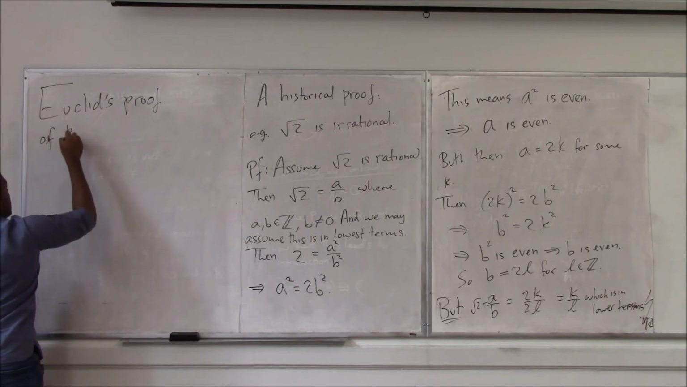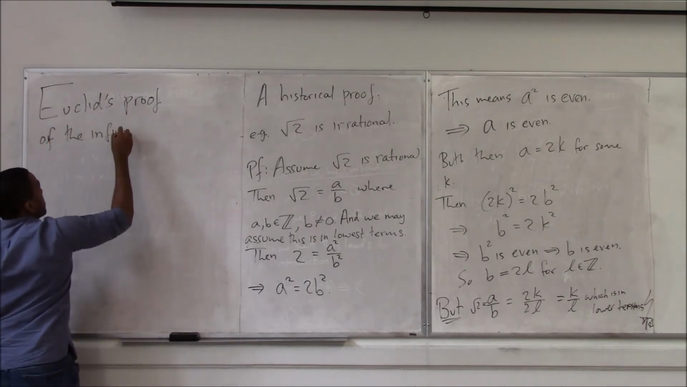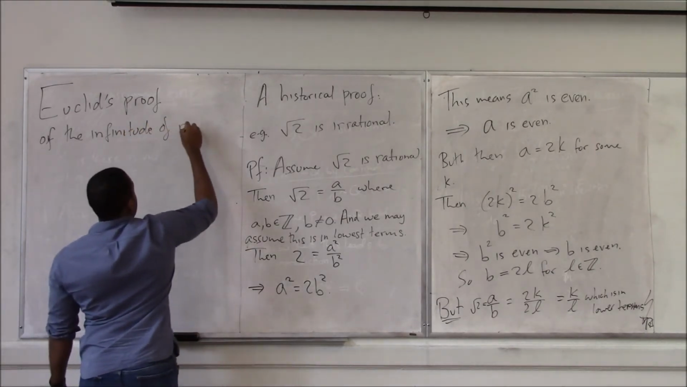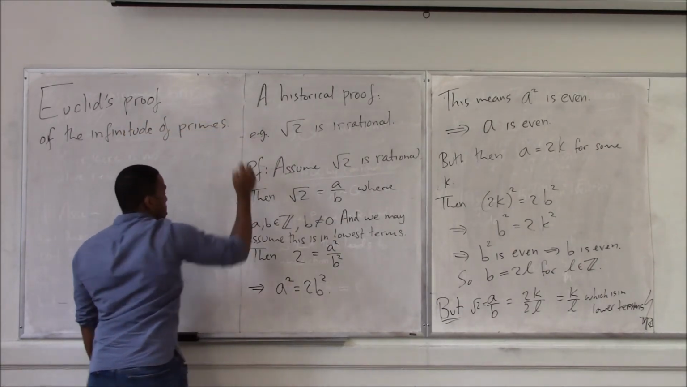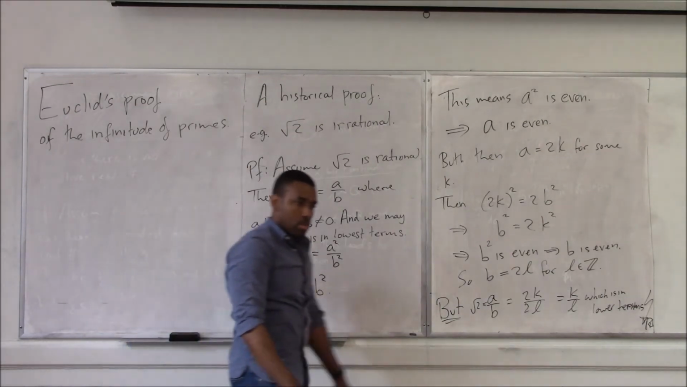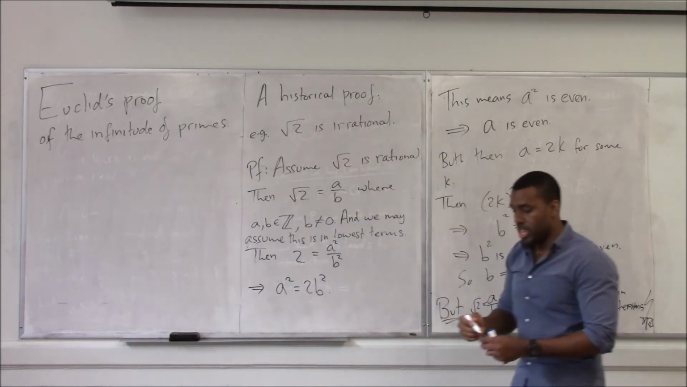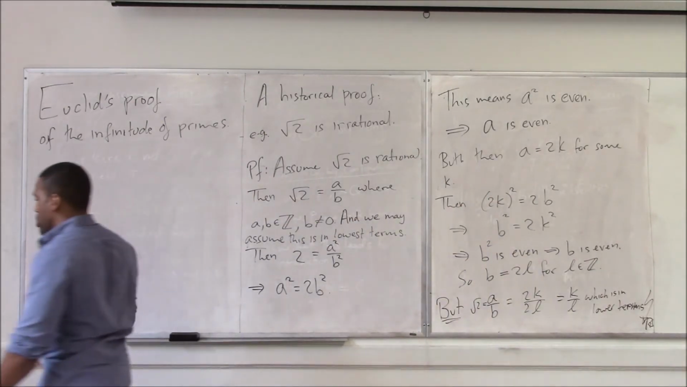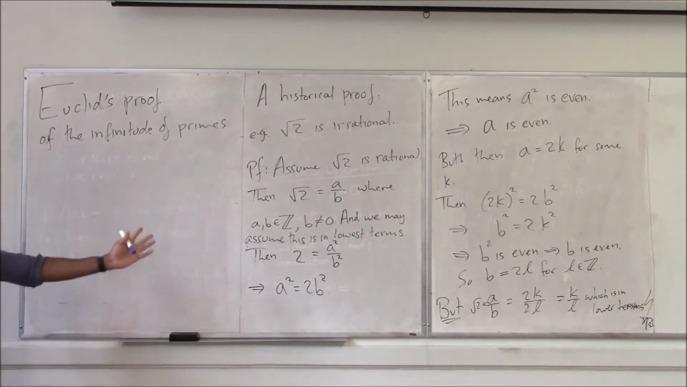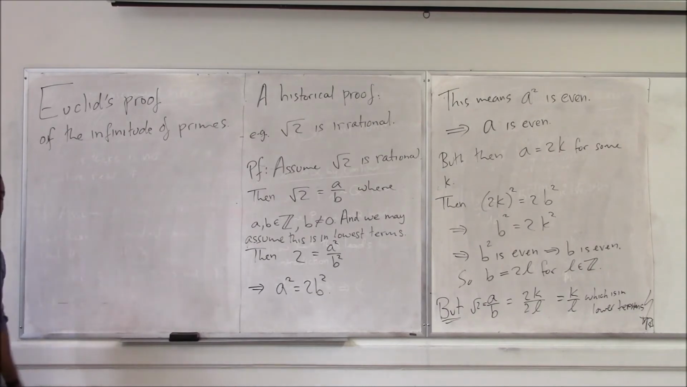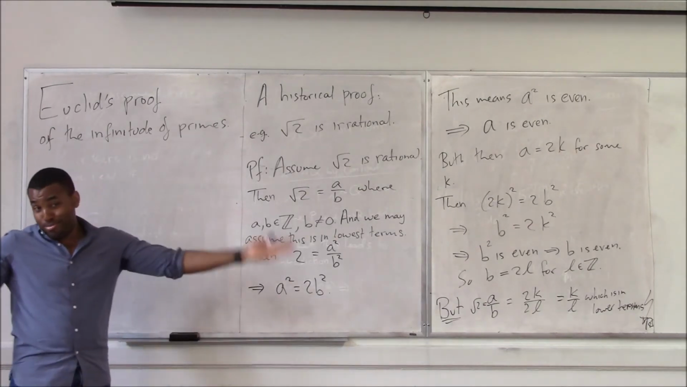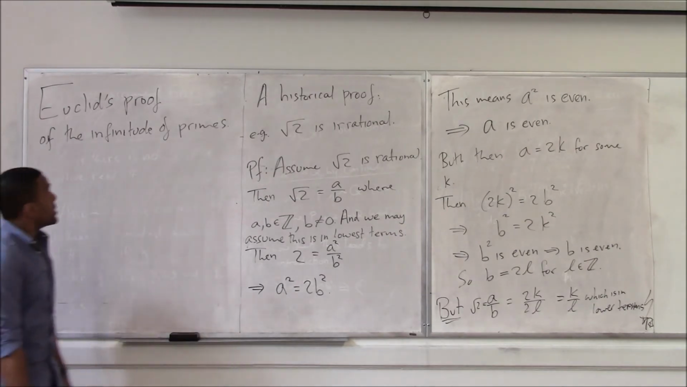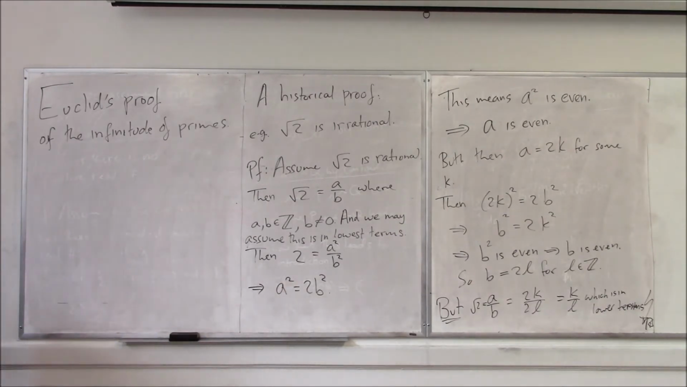Euclid's proof of the infinitude of primes. Infinitude of primes. That is the idea that there's an infinite number of prime numbers. You'll never run out of prime numbers. A lot of people geek out about primes, and it turns out that they can geek out forever. You will never be done discovering primes.